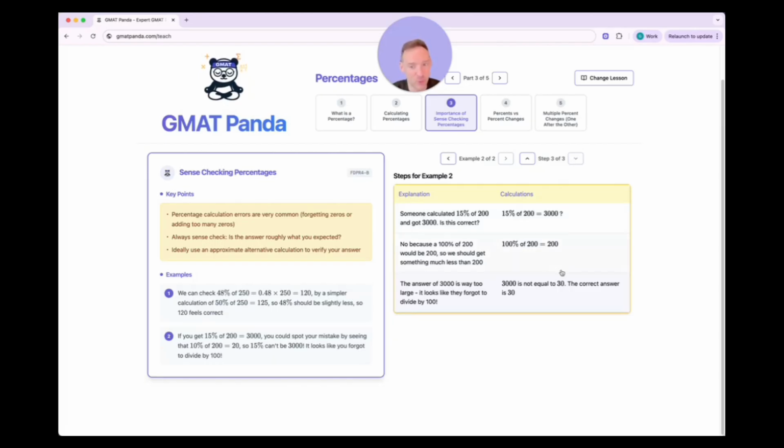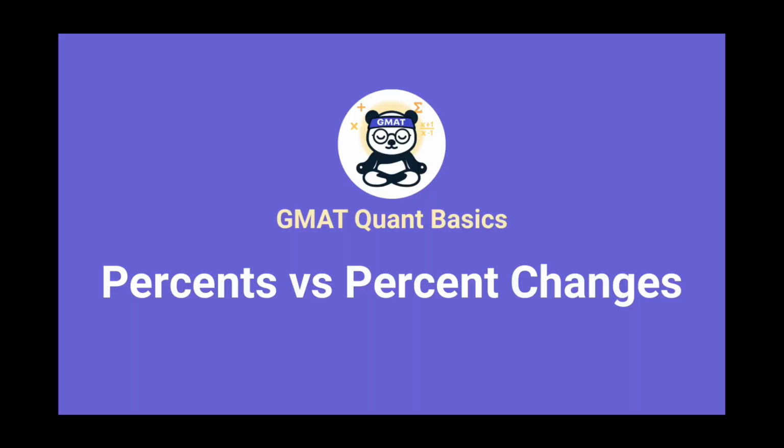And in particular, what's happened is that in the calculation, we've forgotten to divide by 100 for that percent bit, the division by 100, which a lot of people tend to forget when they do this calculation. Here we can easily spot it by just doing this quick sense check.